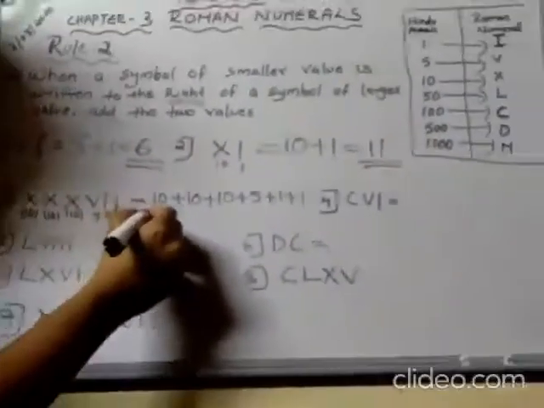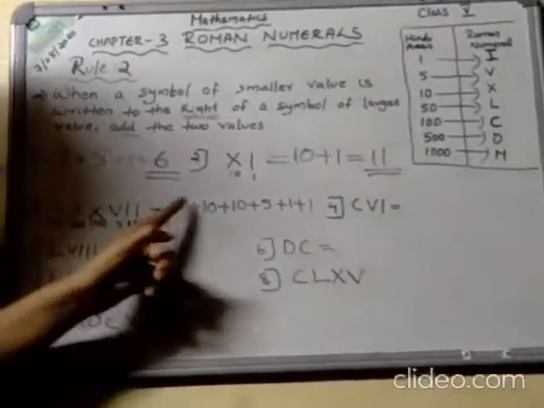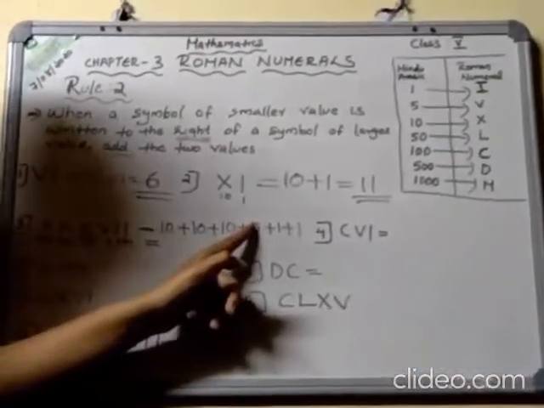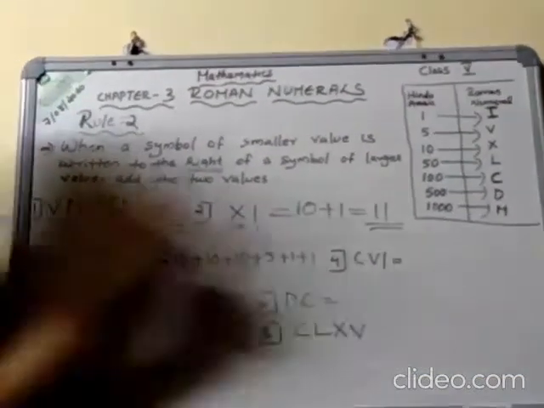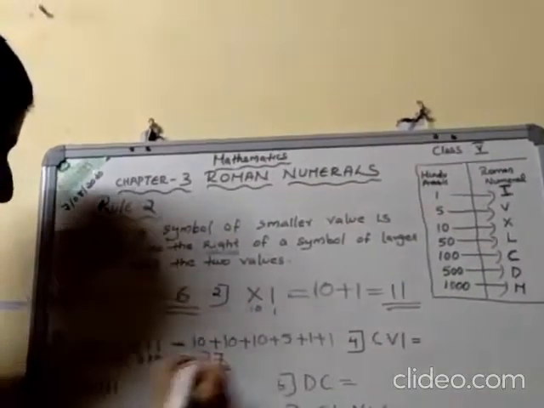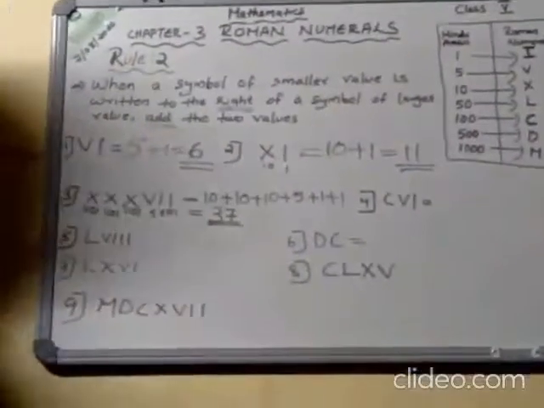So what does this Roman letter represent? 10 plus 10 plus 10. What is the value? 30, 35, 36, 37. So this is the Roman letter representation of 37.